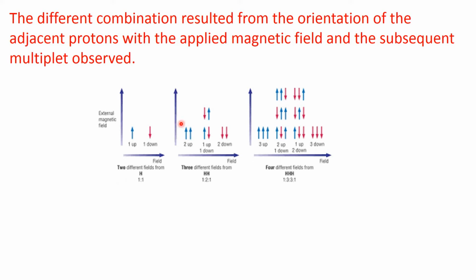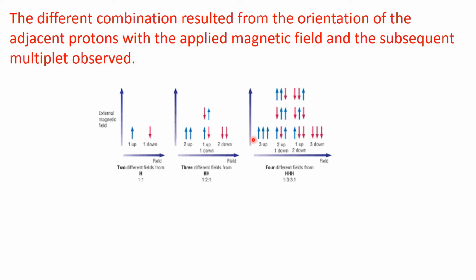Okay, and when there are two neighboring protons, then three different fields will arise. How? When both neighboring protons are aligned with the magnetic field, or one proton's field is aligned and the other's is opposing, for which there are two combinations, and another when both protons' magnetic fields oppose the applied magnetic field. In that case, signals will be observed in a 1:2:1 ratio. It will be a triplet.